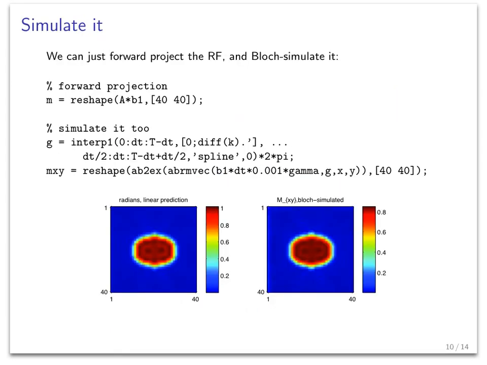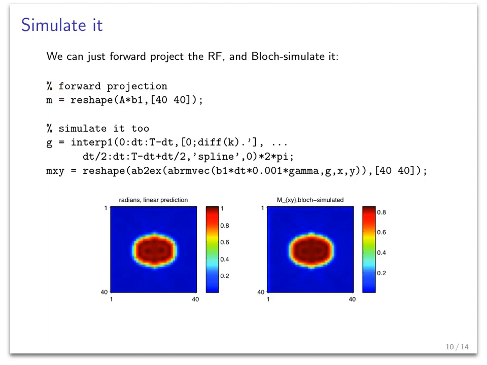So now, of course, we'd like to see what it is that this pulse excites so we can make sure that we actually generated a nice pulse. Okay, so the easiest way to do this, of course, is to just take our A matrix and multiply it by the pulse that we designed. We can reshape it into a 2D image, so we have 40 points by 40 points. That's the size of the X and Y matrices to get our M, right? So we call this a forward projection of the pulse to get the excited pattern.